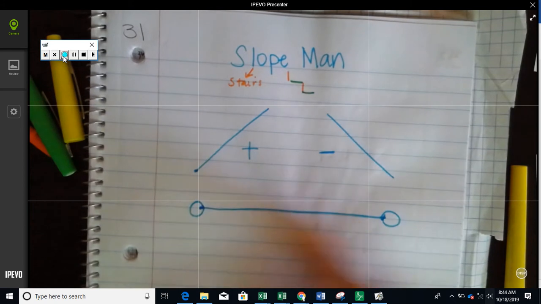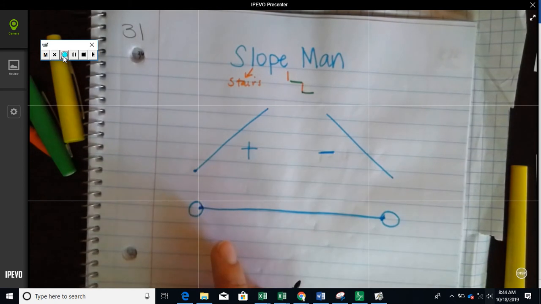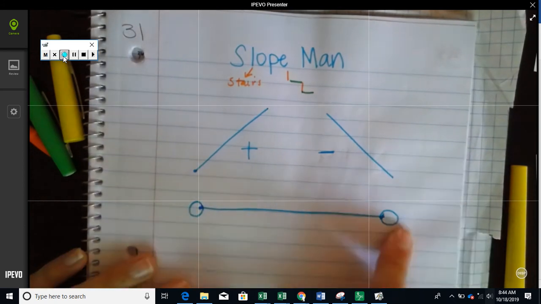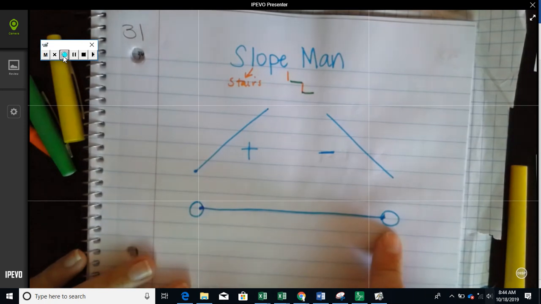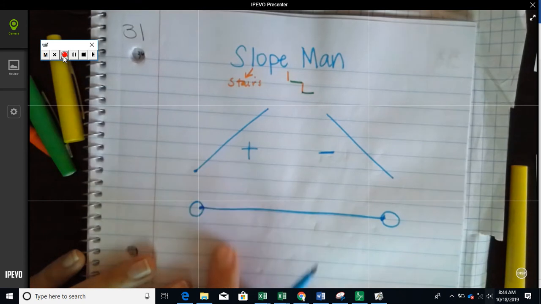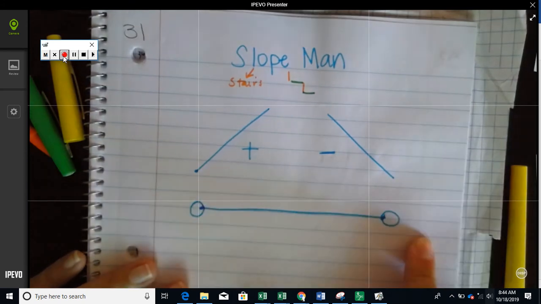So please draw that. You could think of it as the mouth of the Slope Man. And this is 0. You put zeros on both sides. That means you need 0 stairs. You do not need stairs. You don't need to rise. So then you just need to run.